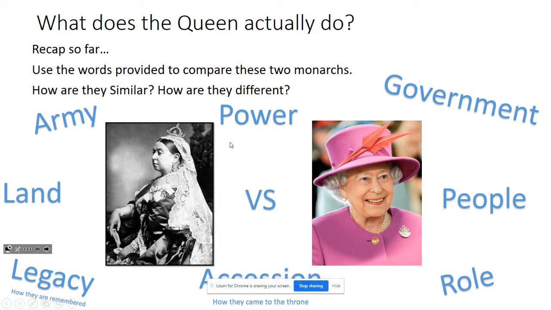Army, both have a similar control over army. They don't have a huge amount of power. So yes, they are similar, but they're also quite different.